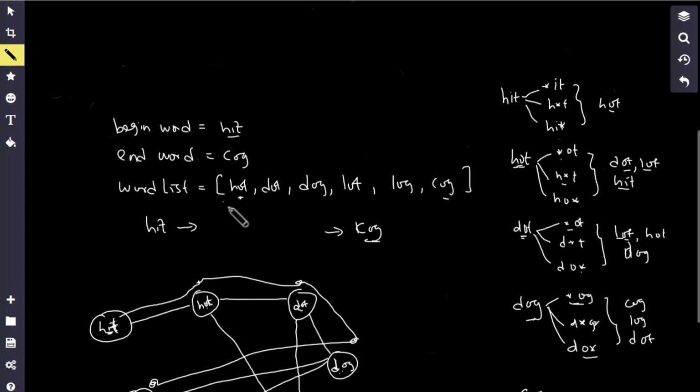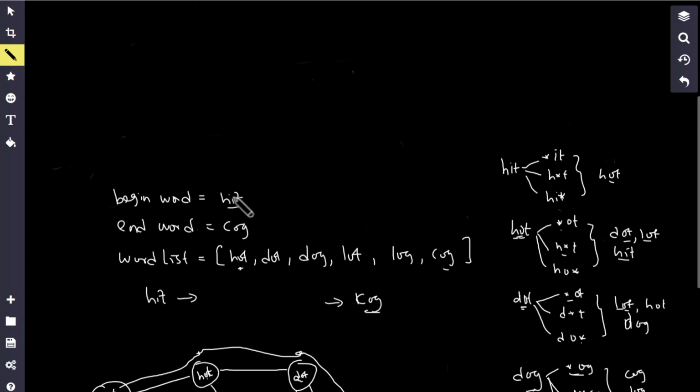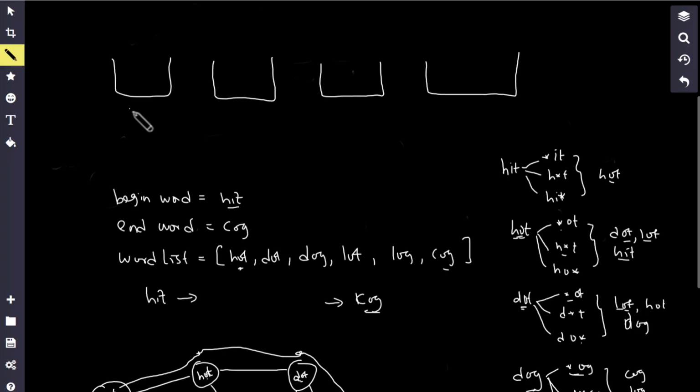So what do I mean by a pattern? The pattern here is more or less like having a list of buckets. We can think of a bucket this way. We can have a list of buckets, and then we can label each bucket. What do I mean by labeling the bucket? For example, we could label this H star T. We could label this star OT, for example, and then we could label this star OG, and so on and so forth like that.